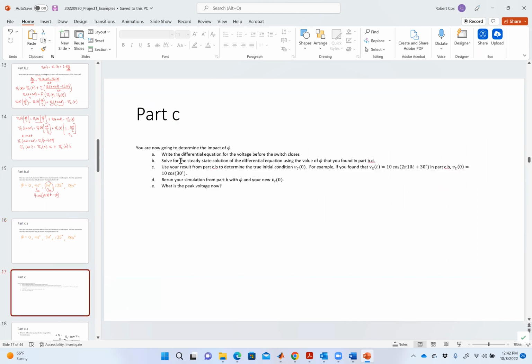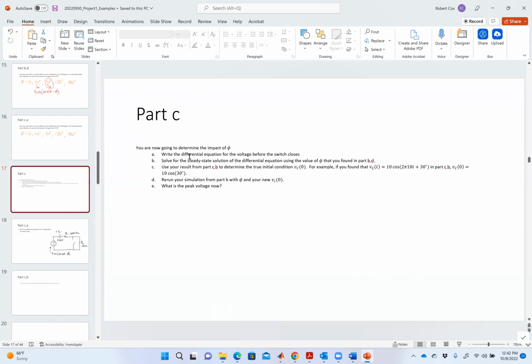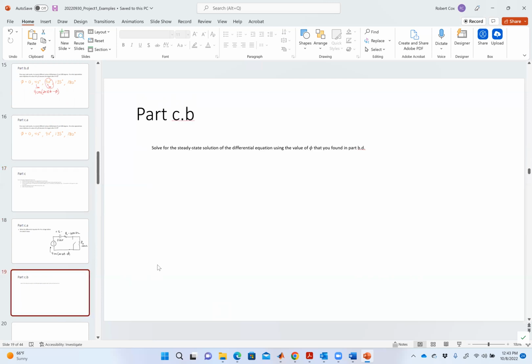All right, part C. You're now going to determine the impact of phi. Write the differential equation for the voltage before the switch closes. What I want to do is write the differential equation, solve for the steady state solution of it, rerun my simulation with phi and my true initial condition, and figure out what the peak voltage is in this condition.